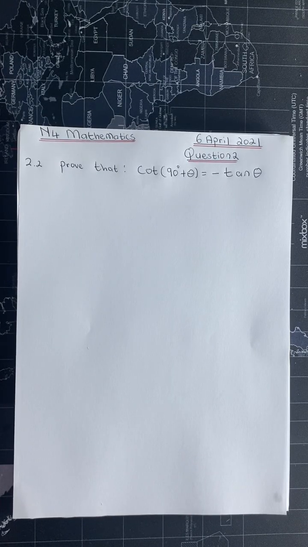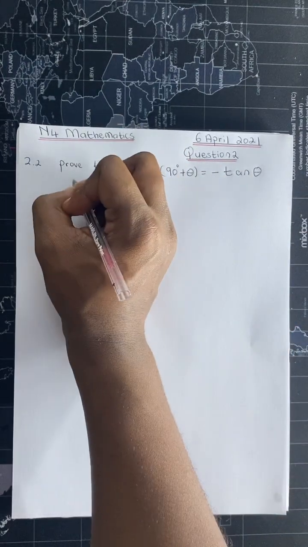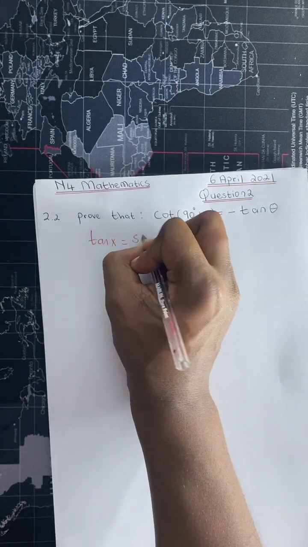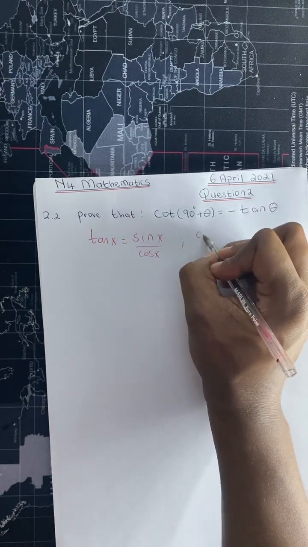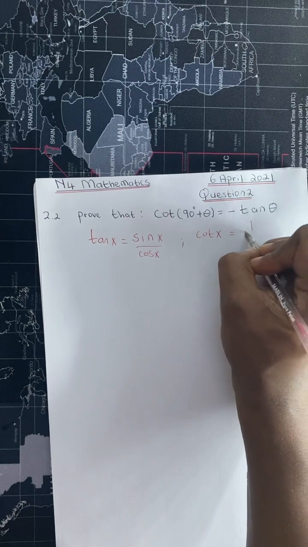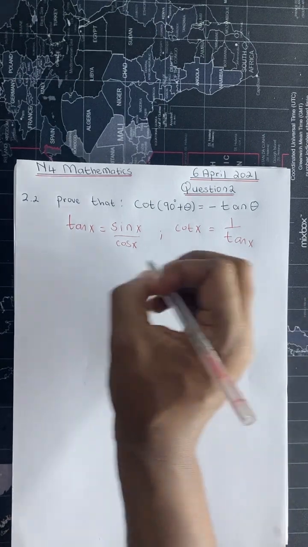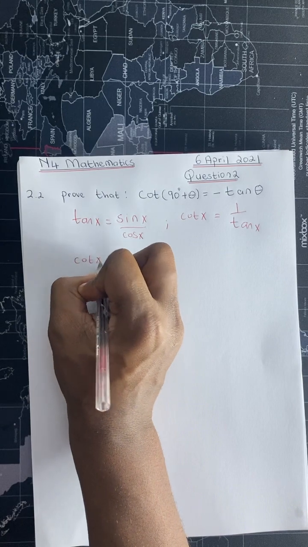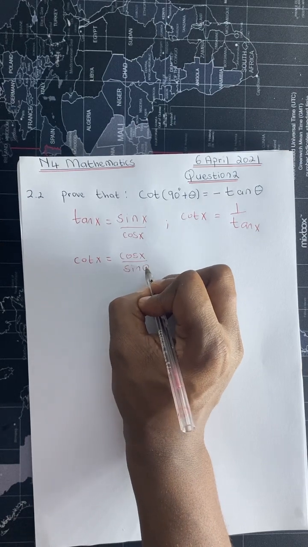Question 2.2, we have to prove that cot of 90 plus theta is equal to negative tan theta. We know from our trigonometric identities that tan x is equal to sin x over cos x, and that cot of x is equal to 1 over tan x. So if cot of x is equal to 1 over tan x, cot x will be equal to cos x over sin x.